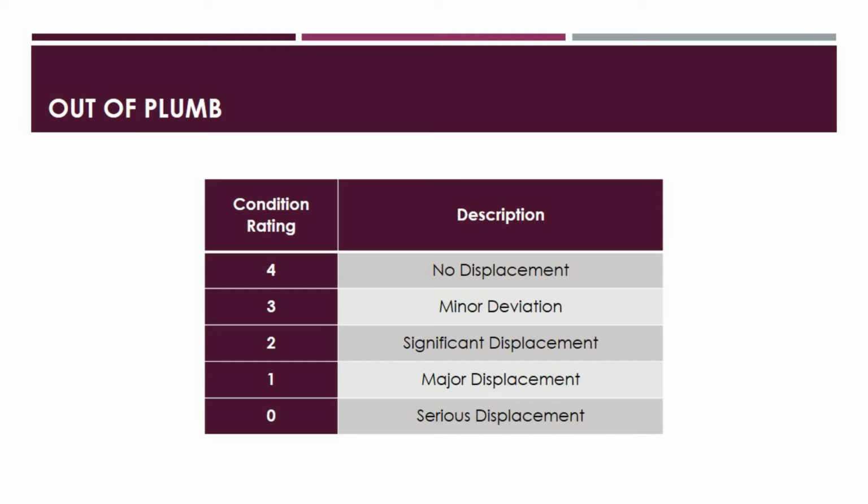Then for a rating of 2, there is significant displacement of footings and/or significant deviation of the pole from the vertical, thus requiring planned corrective action. With a rating of 1, there is major displacement of footings and/or major deviation of the pole from the vertical, requiring immediate emergency repairs. And lastly, for a rating of 0, there will be serious displacement of footings and deviation of the pole from the vertical, requiring immediate emergency repairs or replacement.